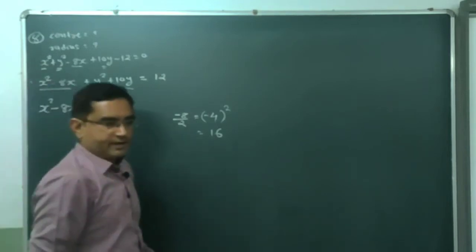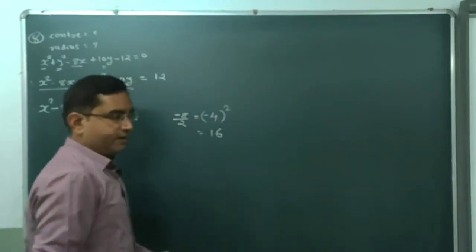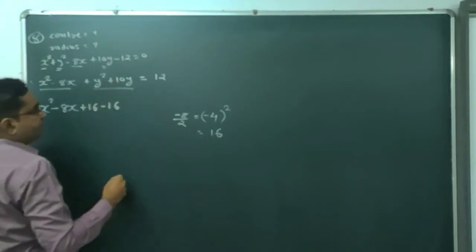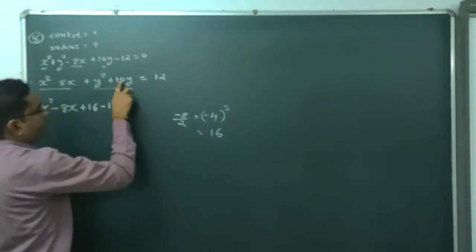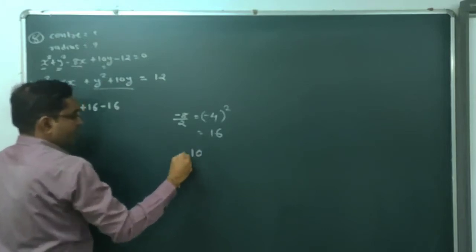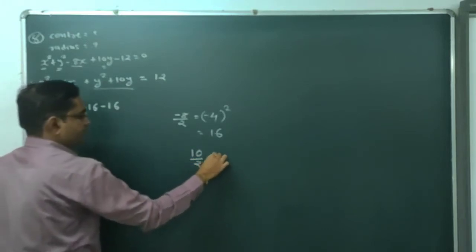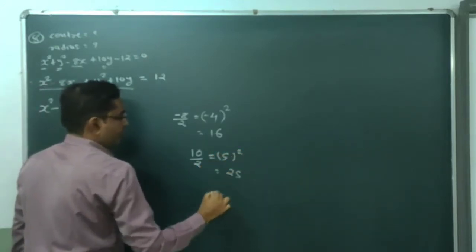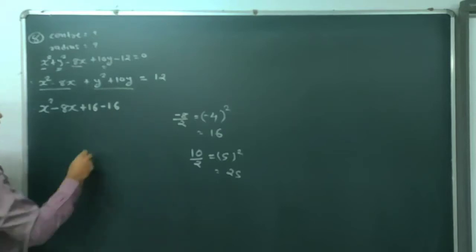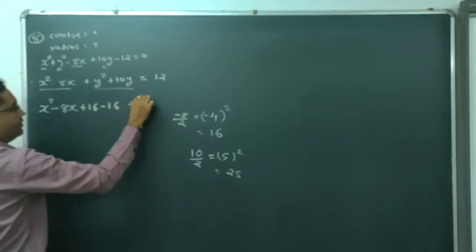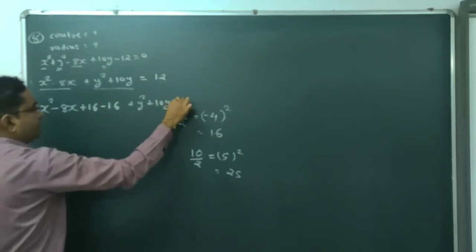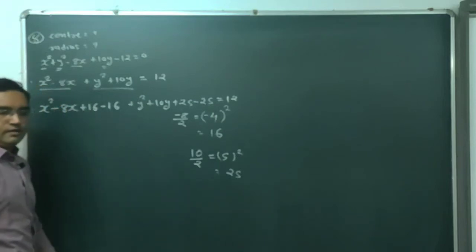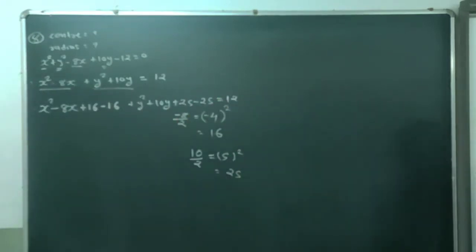Clear, students? Next, we have to add a last term for the trinomial y square plus 10y. The coefficient of the middle term is 10, divided by 2 we get 5, and its square is 25. So add and subtract 25 in this term: y square plus 10y plus 25 minus 25 equal to 12. Is that clear, students? How to form a perfect square trinomial?